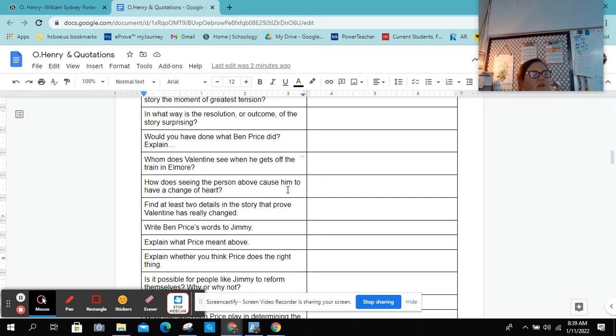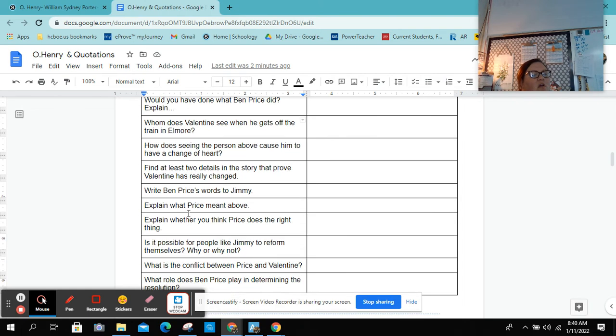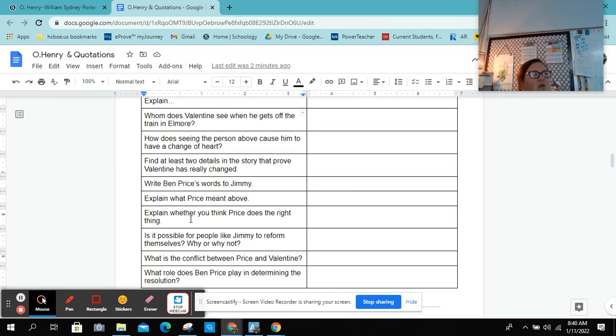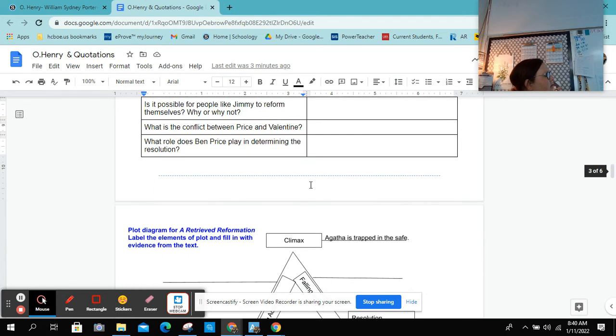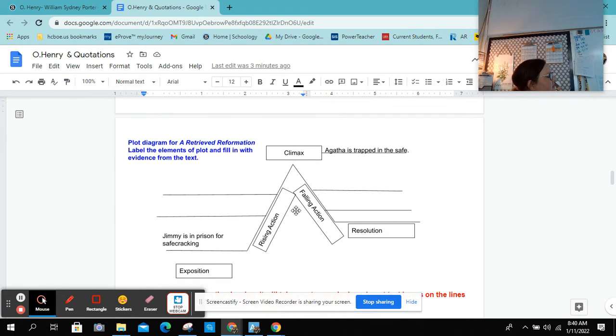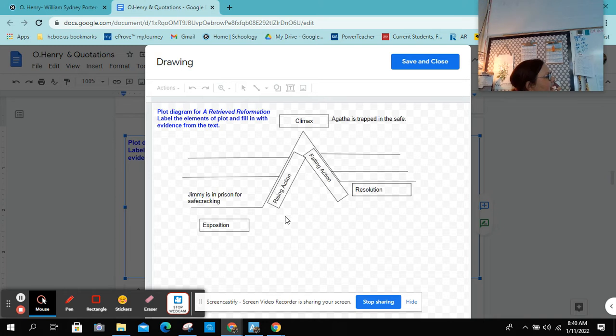How does seeing the person above cause him to have a change of heart? Because he makes his own shop, he sells his tools, he stops living. All right, you are going to go down and scroll and finish answering these questions. Now, this plot diagram here.